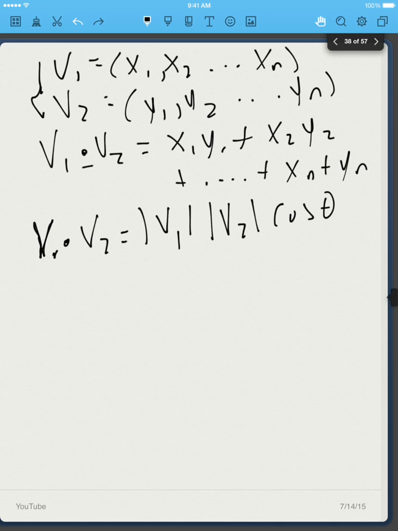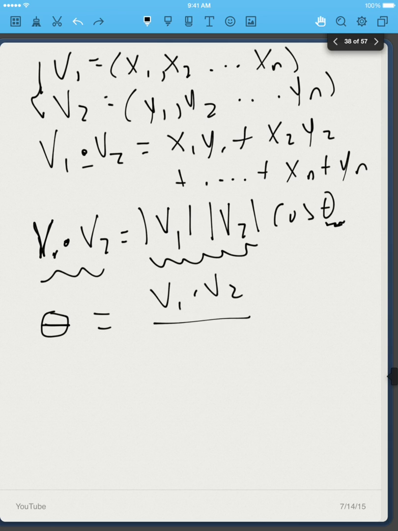So what's interesting about this is that usually you can figure out this dot product very easily and figure out the magnitudes very easily. So you can easily find out the angle between the two vectors. That's what this theta is, by saying that theta is equal to v1 dot v2 divided by the magnitudes of v1 and v2, and then what you do with that entire thing is inverse cosine.